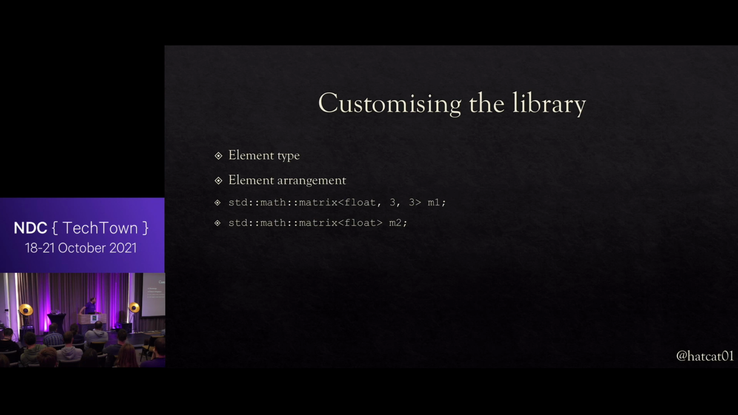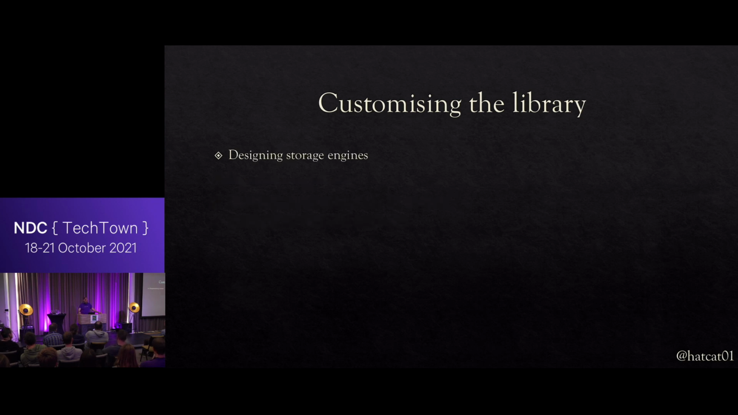std::math::matrix<float>. And this represents 2 different storage strategies. So in the paper, we call these storage engines. If you know the size of something at compile time, you can probably store it statically. If you don't, you're going to have to store it dynamically. So let's talk about designing the storage engines, because with compile time storage, we're very fortunate. We know how many objects we want to store, and we know how big they are. And this gives us an object that looks like this.